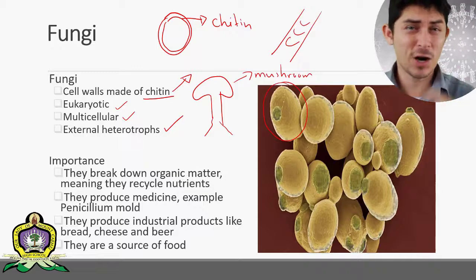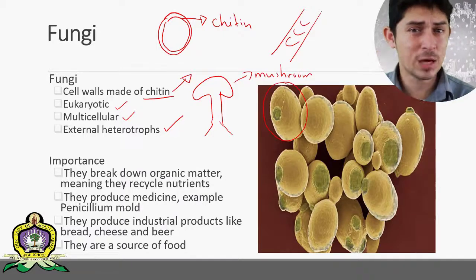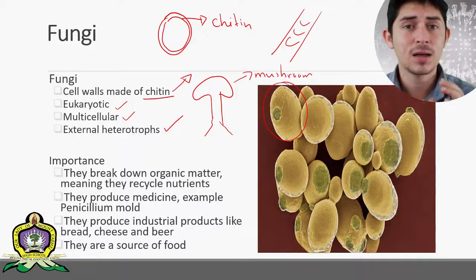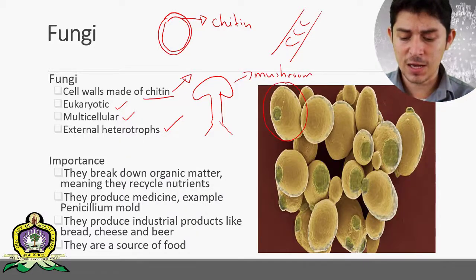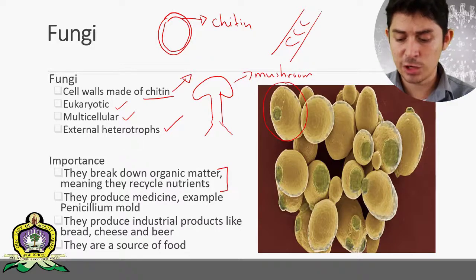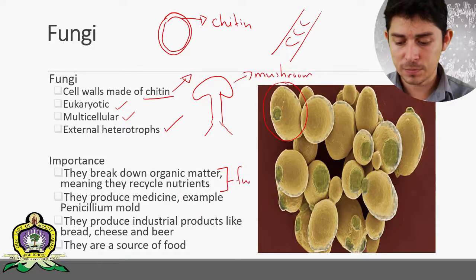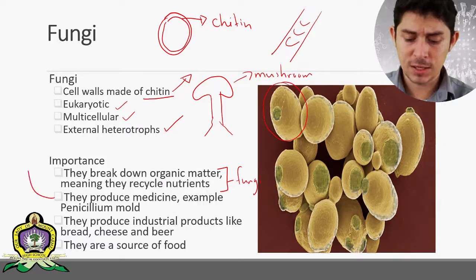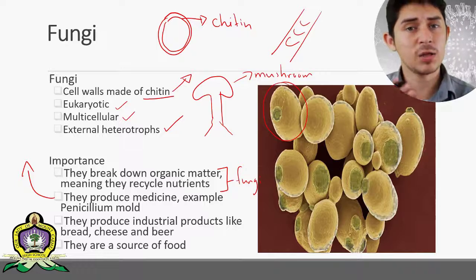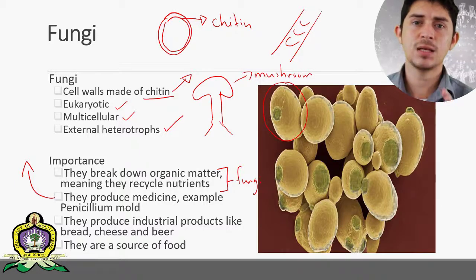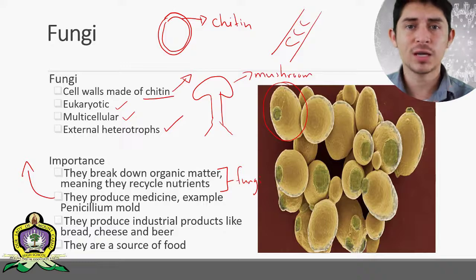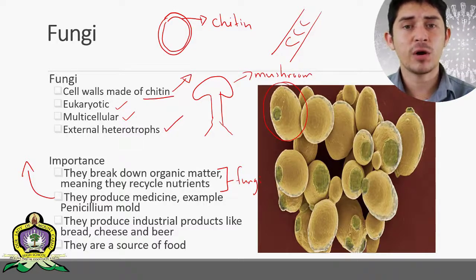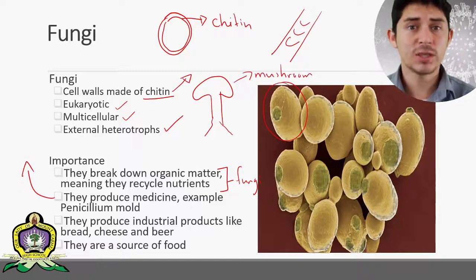First of all, to the environment, they are important because they break down the material that is dead. They break down decaying matter. So decaying organic matter is returned to the soil by fungi. They also produce medicine. In this case, I provided you an example like penicillin. Penicillin is an antibiotic that works against bacteria, and penicillin is primarily obtained from the Penicillium mold, which is a fungi.